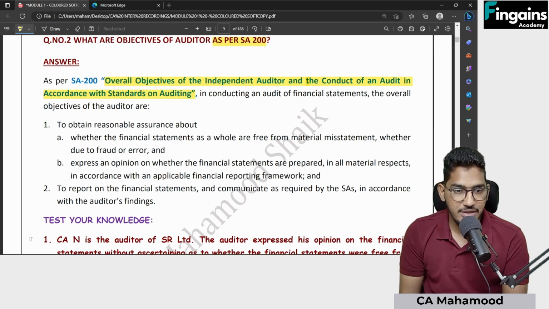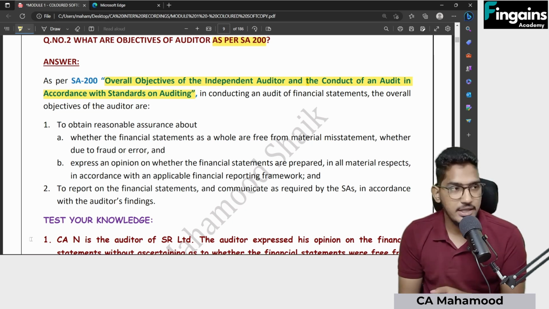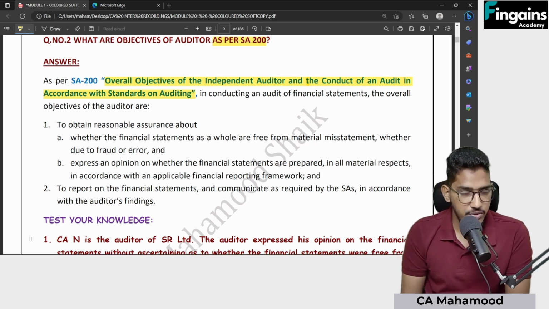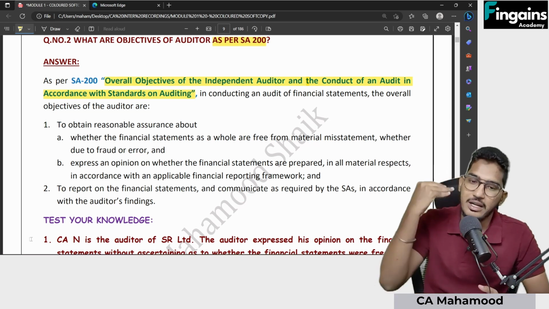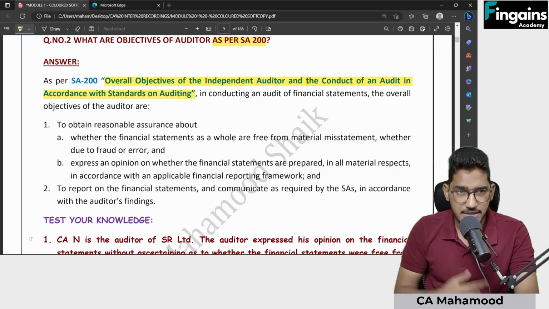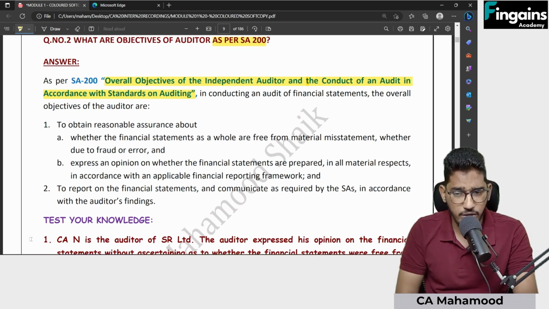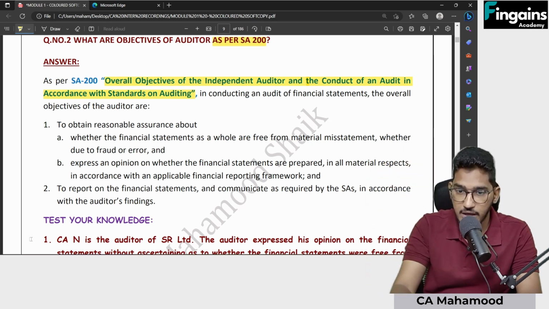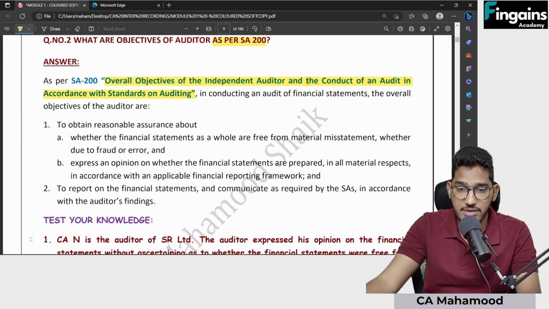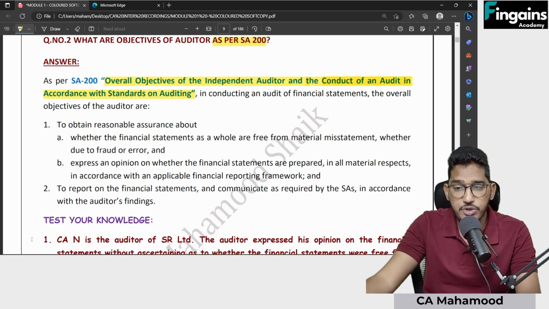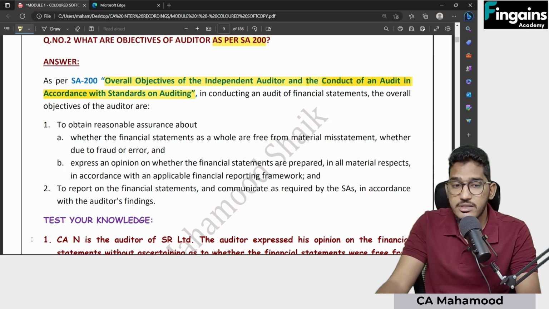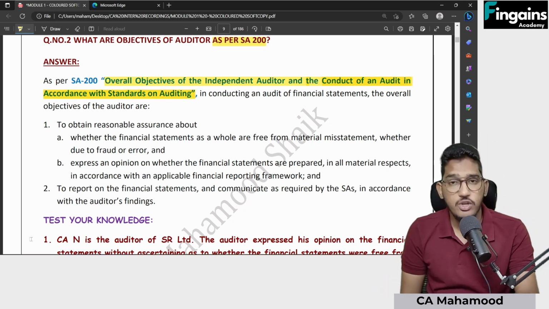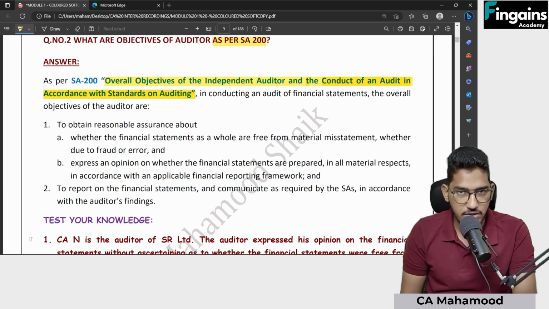But if you observe carefully, the title itself will tell you what the standard deals with. So what is the standard dealing with? This standard deals with, as an auditor, whenever you are conducting an independent audit, what will be your overall objectives? What are you supposed to do in the overall audit? And the second part of the title says that the audit should be conducted in accordance with standards on auditing. You should not do the audit as per your own wishes. You have to do the audit as per standards on auditing.